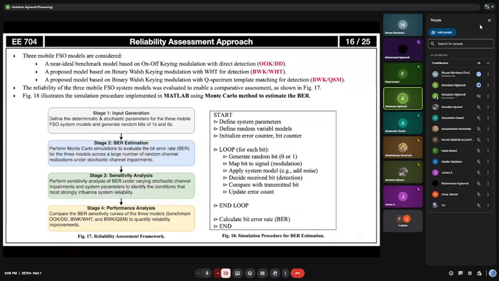Also, up until now, we didn't identify any paper or any document that has utilized the Q spectrum template matching technique for detection.